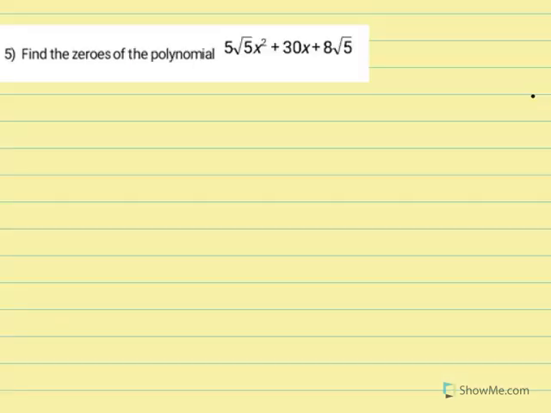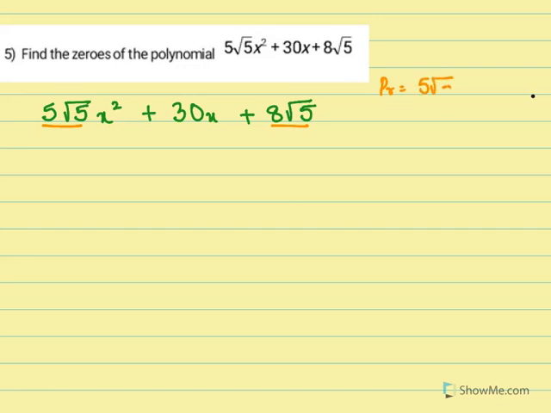Find the zeros of the polynomial. So you have 5 under root 5 x square, 30x plus 8 under root 5. Now the product should be 5 under root 5 into 8 under root 5. 5 into 8 is 40, 40 into 5. So I have to find the product should be 200 and the sum should be 30.